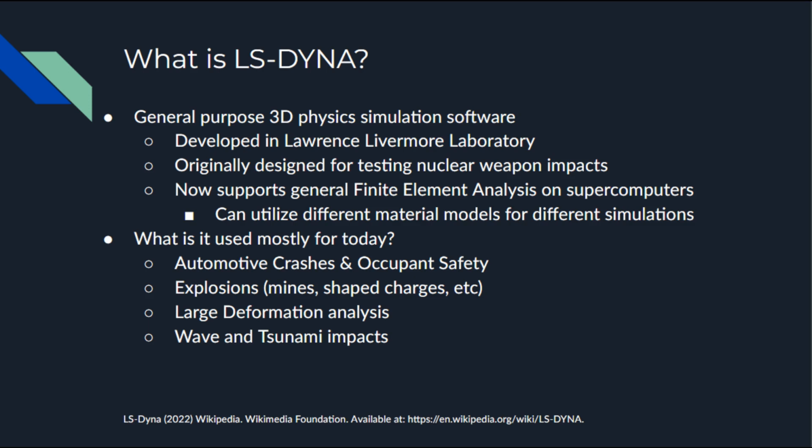construction uses shaped charges to see if they can take down buildings or any type of things like that, as well as mines to make sure they work to their specifications of what they want, as well as deformation analysis for the same thing, and wave and tsunami impacts, so the public can see the damage that it might cause in the future from these types of natural disasters.